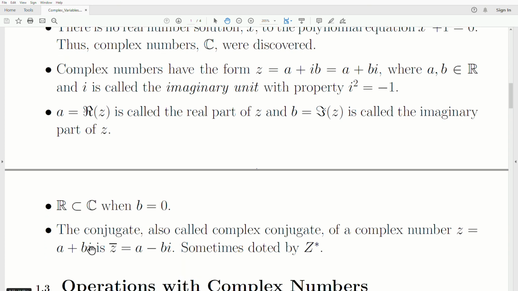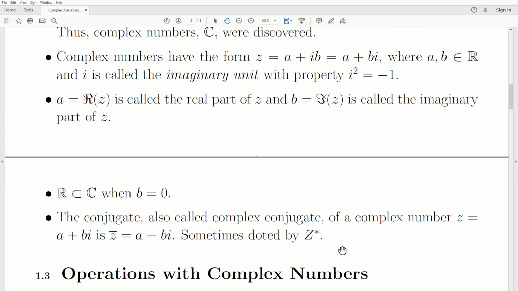Now the conjugate, also called the complex conjugate of a complex number Z, so Z is equal to A plus BI, its complex conjugate, and you put a bar above it, is just A minus BI. So whatever this sign is, you take the opposite, and that's called the complex conjugate. Sometimes it's denoted by a superscript asterisk, so Z asterisk is the complex conjugate.